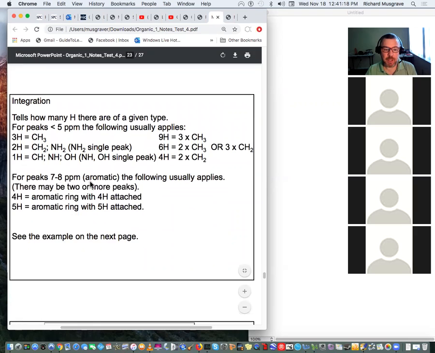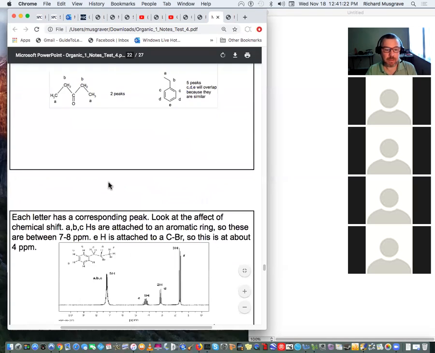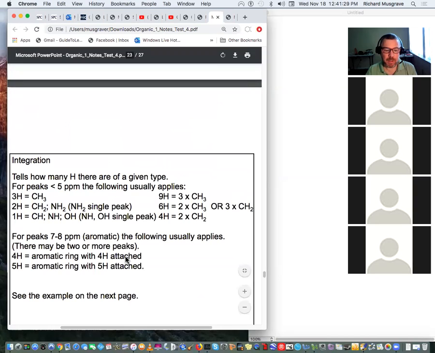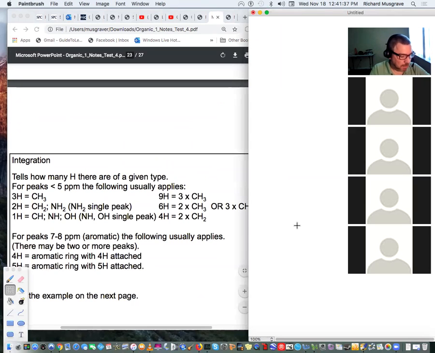In the 7 to 8 region, we've got a special set of peaks. Those are your aromatic rings. You can see that here, 7 to 8 ppm. And a 4H peak is generally an aromatic ring with 4 hydrogens on it, and a 5H is an aromatic ring with 5 hydrogens on it. Now, why might that be useful? Well, let me show you.